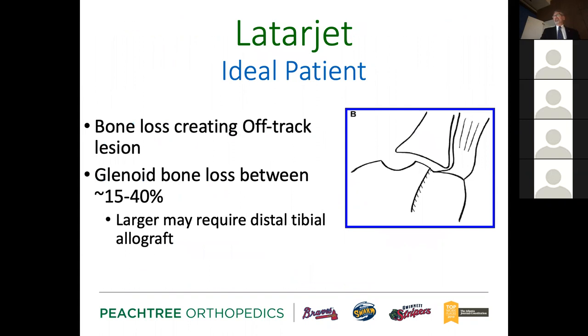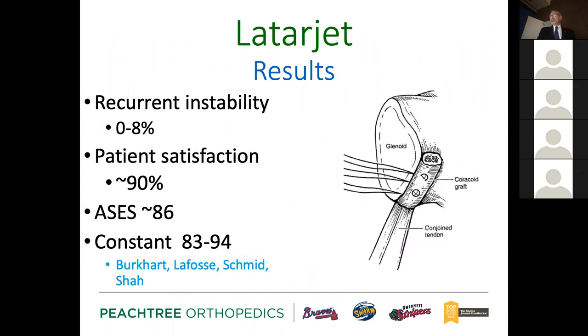So who's the ideal patient for a Latarjet? Well, a patient with an off-track lesion who's got bone loss on his glenoid, between 15 and 40%. Once you get beyond that point, you need another type of graft. But the problem with the Latarjet is it has a significant recurrence rate and complication rate.